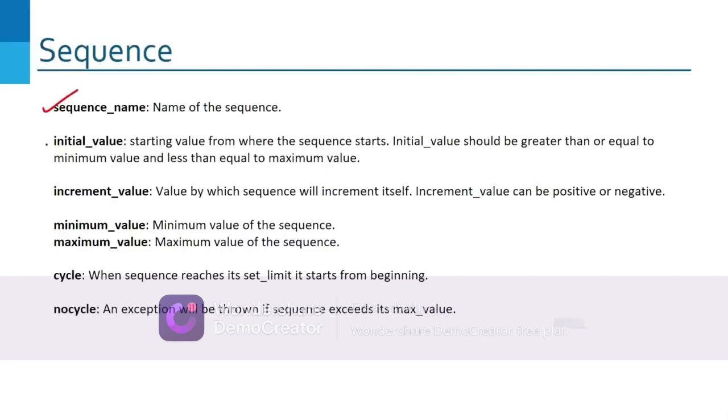Sequence name, name of the sequence. Initial value is the starting value. Increment value, by how much it will increment. Minimum, maximum value. Cycle means when the sequence reaches its set maximum value, it again repeats. And no cycle means even if it reaches the maximum, it will go on. It will not repeat.